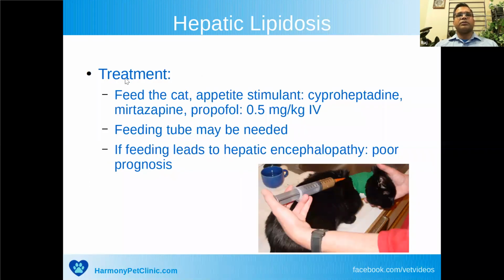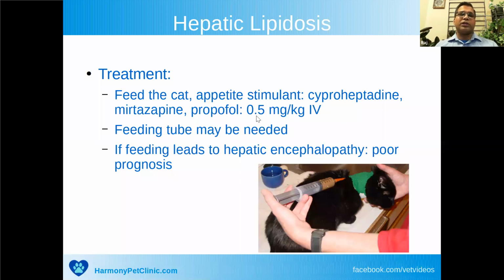For treatment of hepatic lipidosis, the main thing is to feed the cat whatever you can feed. There are some appetite stimulants like cyproheptadine, which is an antihistamine, and mirtazapine. Also, propofol works very well at a lower dose. The normal dose is 4 to 6 milligram per kilogram IV, that's for anesthesia induction. But as an appetite stimulant, we can use about 0.5 milligram per kilo IV, and it works very fast.